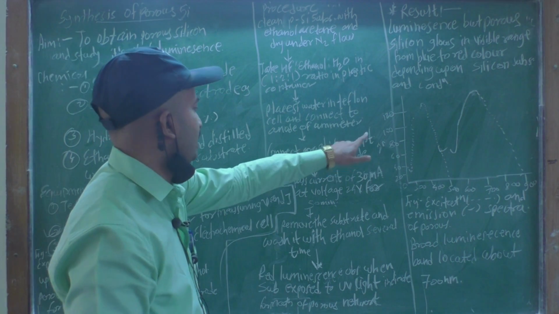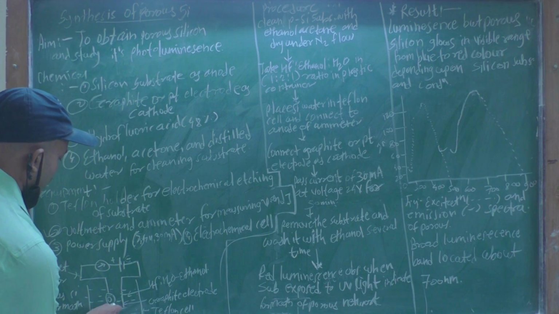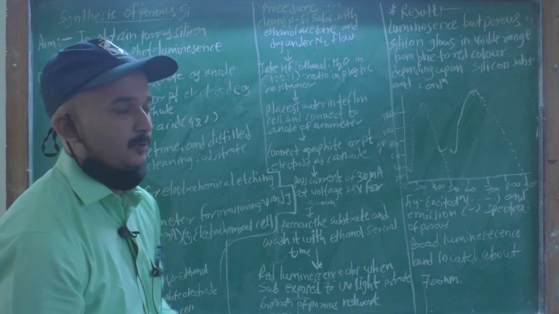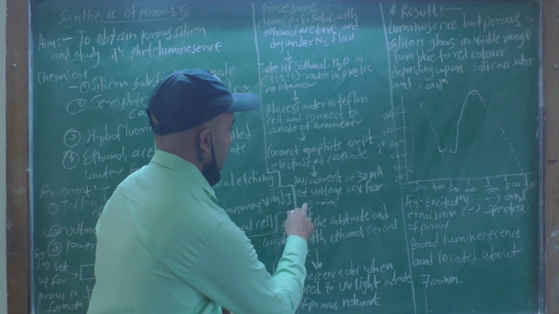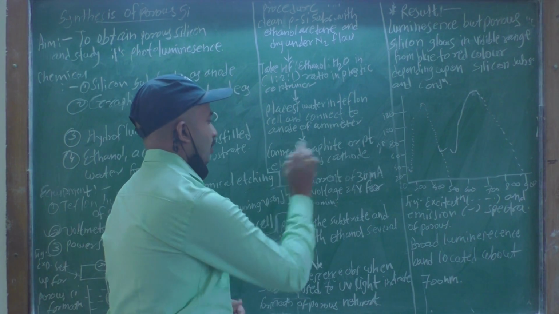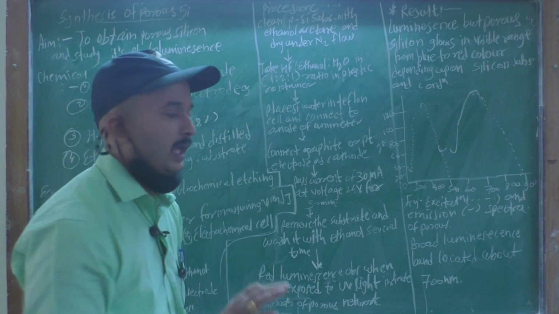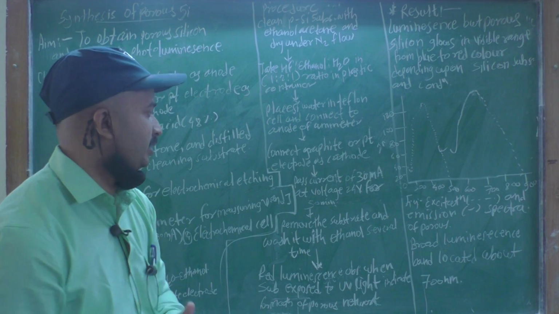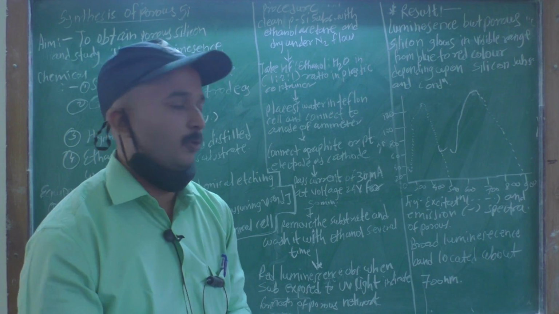Then connect the graphite or the platinum electrode as a cathode. Then pass the current of 30 milliampere at a voltage of about 24 volt for 30 minutes, which means for 30 minutes you have to pass the current of 30 milliampere at about 24 volt.